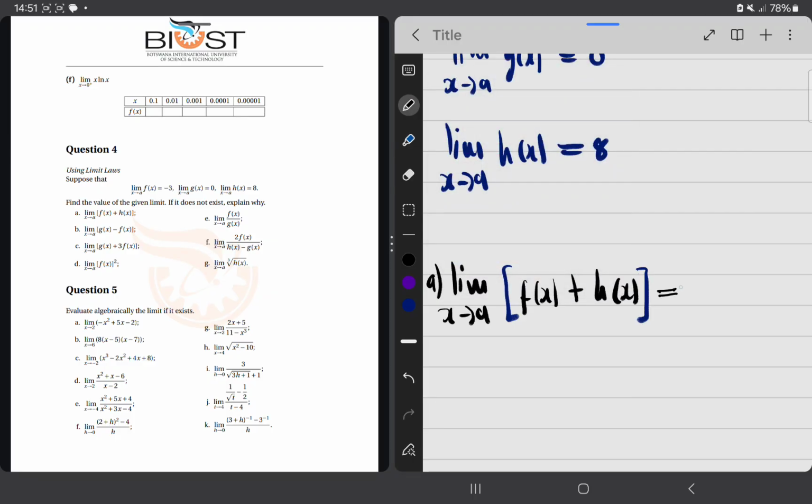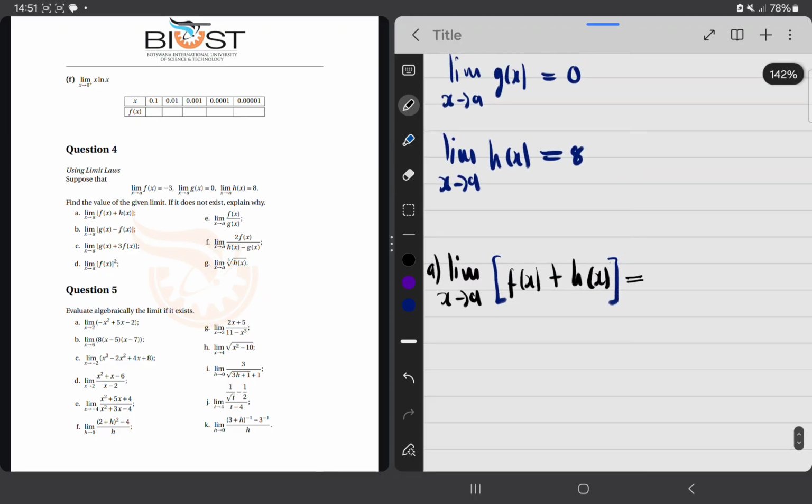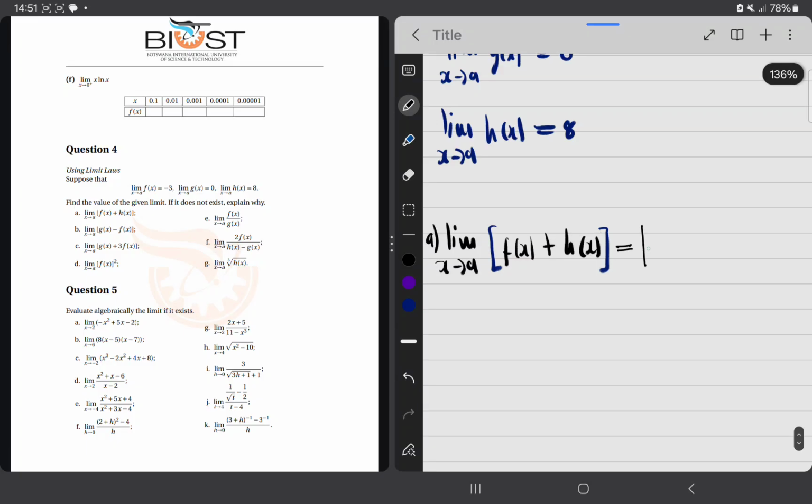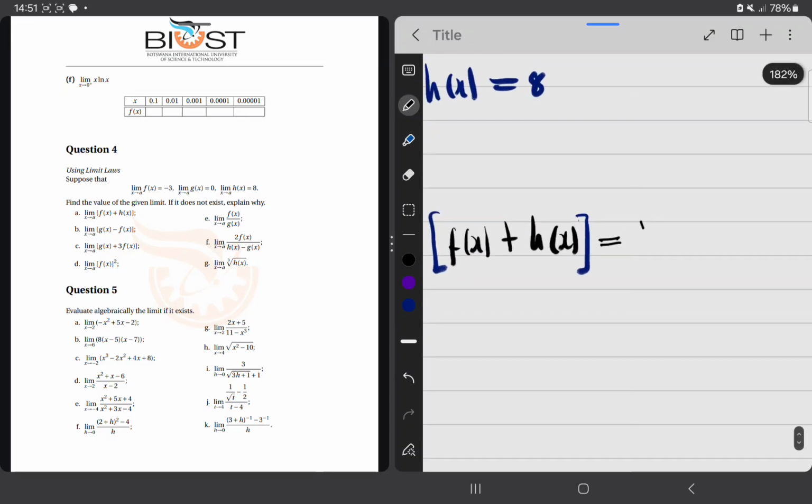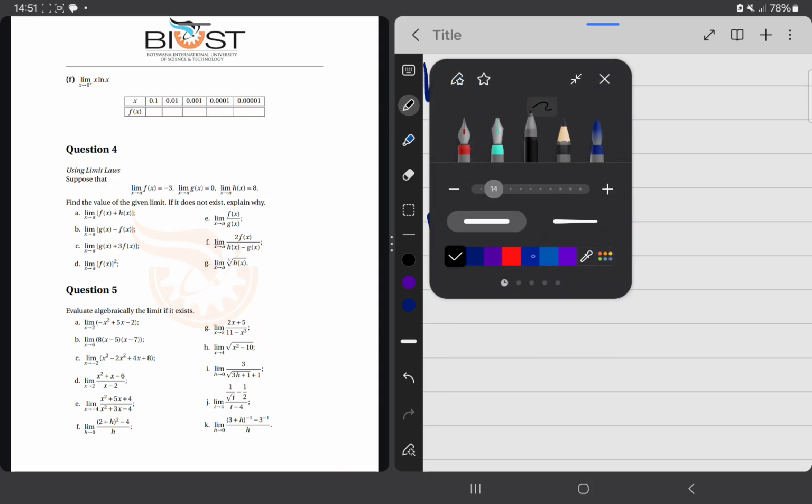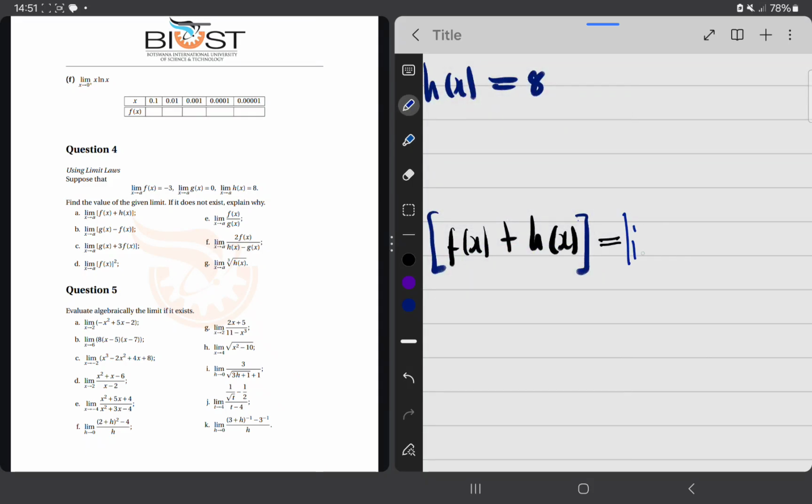So here we know that if I'm getting limits of 2 things that are adding, I can separate the limits and add them separately. So I'll get the limit of the first part and I'll add the limit of the second. So it's going to be the limit as x goes to a of f of x plus the limit as x goes to a of h of x.